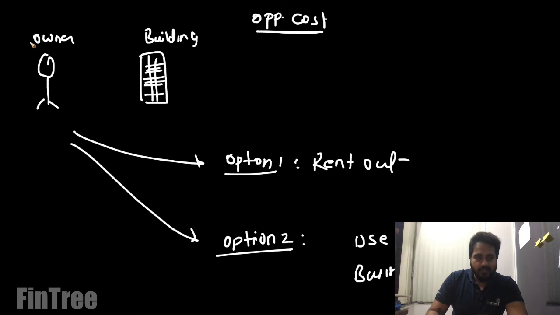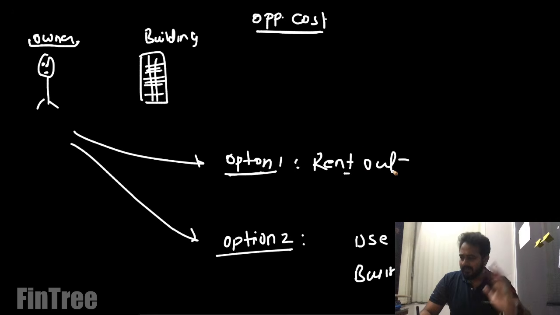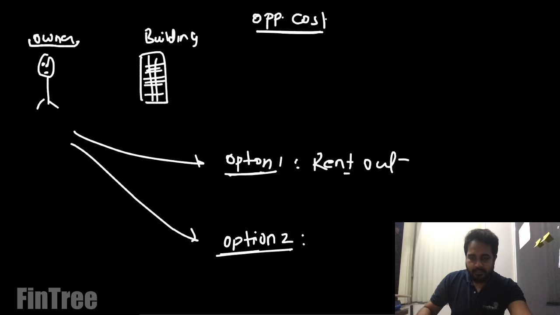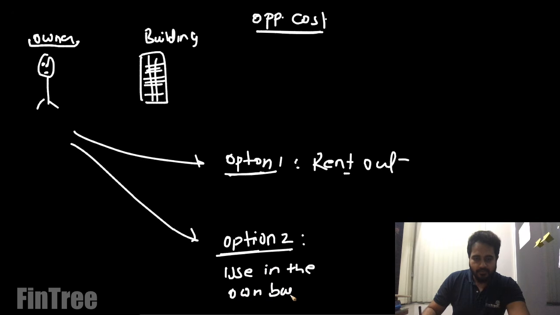This was the example that I was building for you. Imagine we have an owner of a particular building, okay, and this owner is also considering starting a new business. So this is the building, and he can do two things with that building. Option one is he can just rent out that building to someone else, and he can get that rental income. Or option two, he can use that building in his own business, right? So these are the two options that he has.